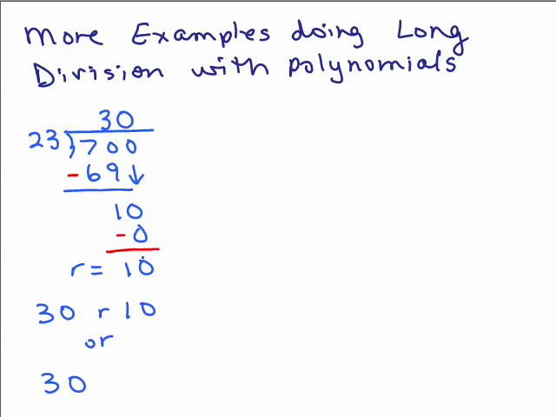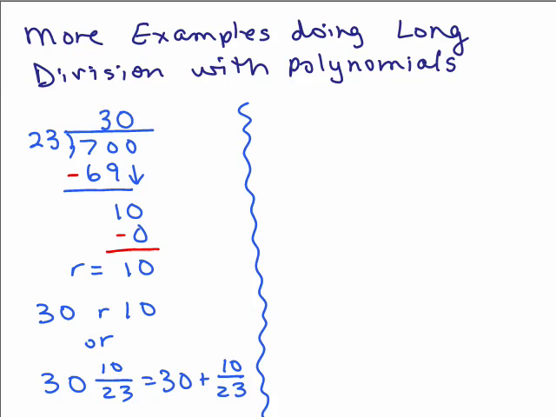or 30, and what you do is you take the remainder 10 and put it over what you divided by, plus, remember this means 30 plus 10 23rds. All right, now we're going to contrast that with long division.